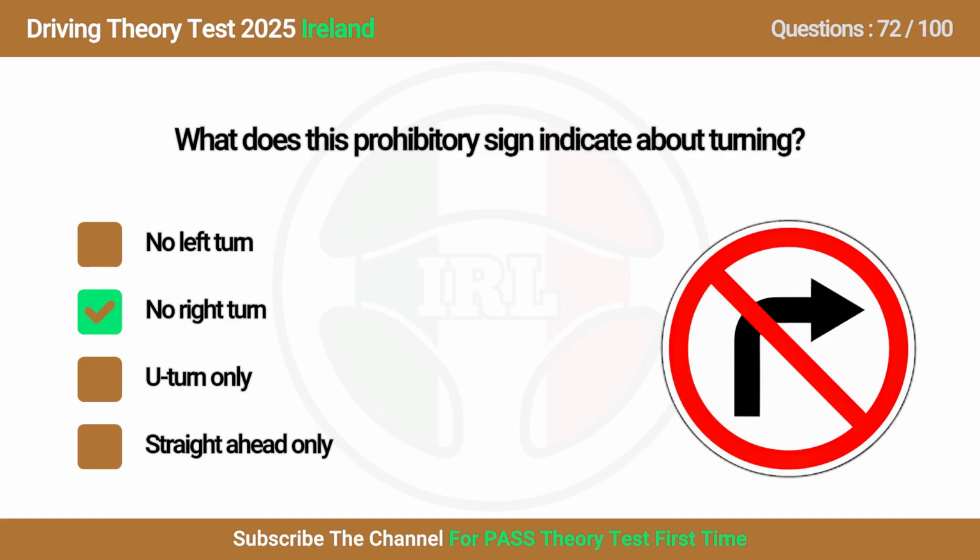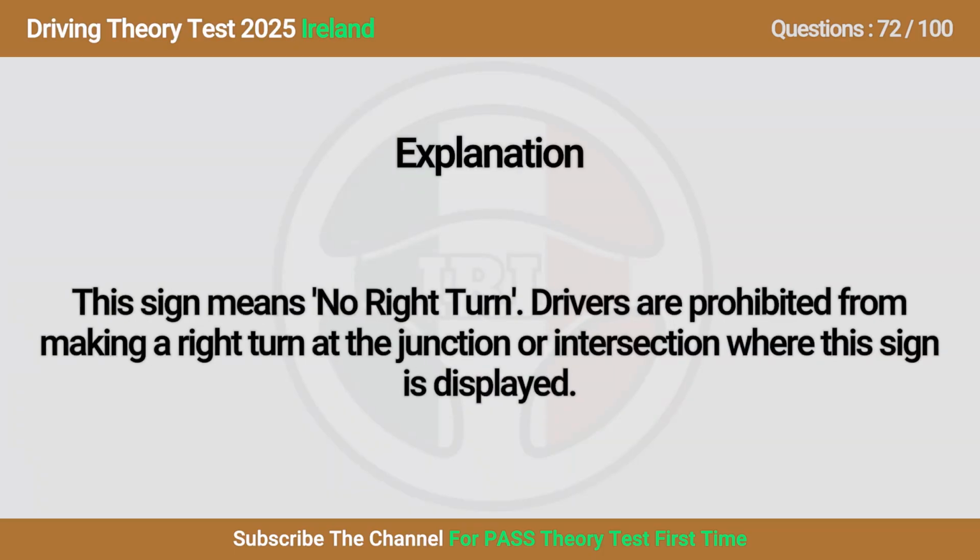Answer is B. No right turn. This sign means no right turn. Drivers are prohibited from making a right turn at the junction or intersection where this sign is displayed.